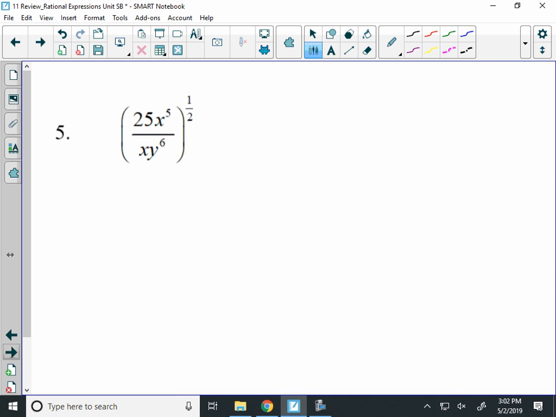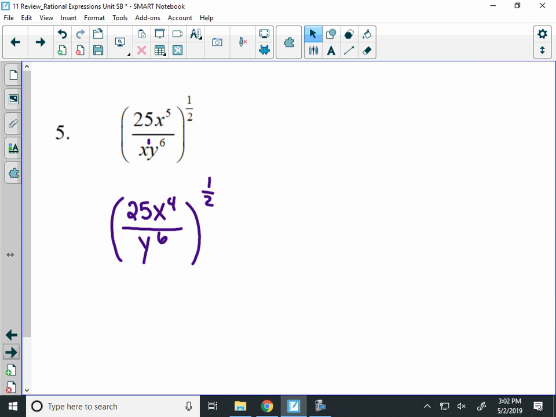Now the reason I'm going to simplify is because the denominator is x to the 1st. If I subtract x to the 5th and x to the 1st, I end up with 25x to the 4th over y to the 6th. Now, why that's better is because what I'm going to do is distribute that 1/2 to all of these terms. And it's easier to deal with 4 times 1/2 than it is to deal with 5 times 1/2 or 1 times 1/2.